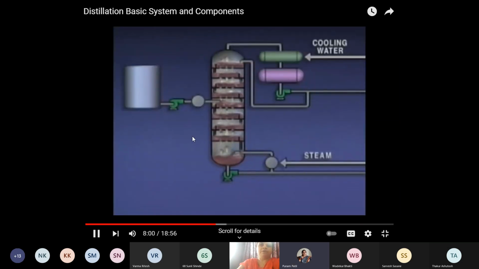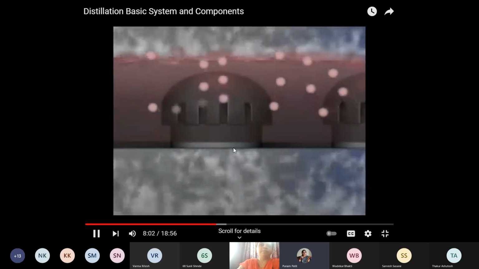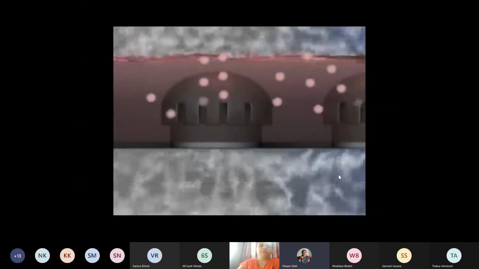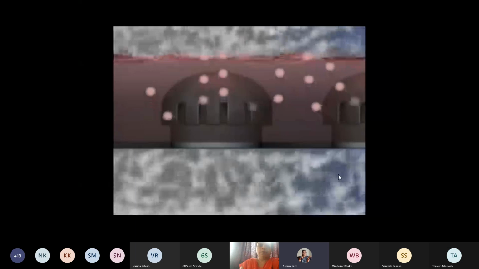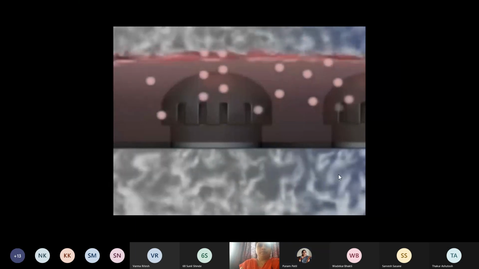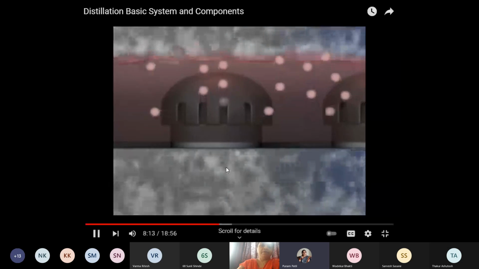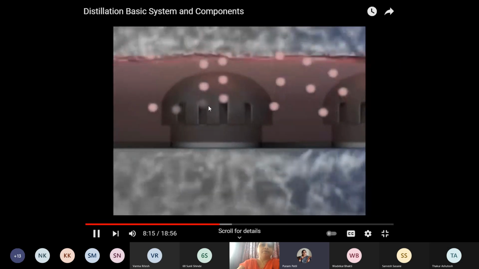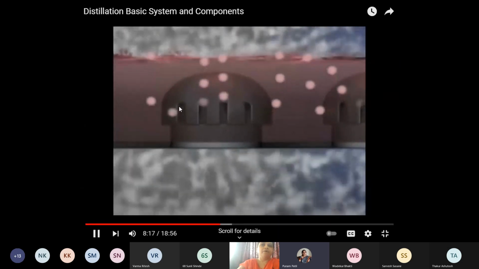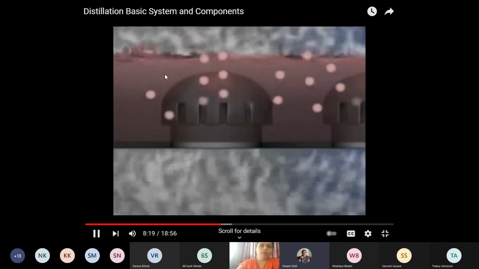Now we will see the bubble cap tray. This was about the sieve tray. Then the bubble cap tray. You can see the arrangement. There is a hole from where the vapor enters. Then it escapes through the gap between this cap and the wall, and it mixes with the liquid.